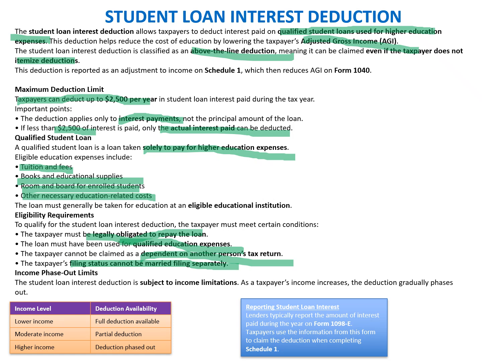The income phase-out limit: the student loan interest deduction is subject to an income limitation. So with lower income, the full amount is deductible; with moderate income, a partial deduction; and with higher income, the deduction is phased out. So we have all these limits available.